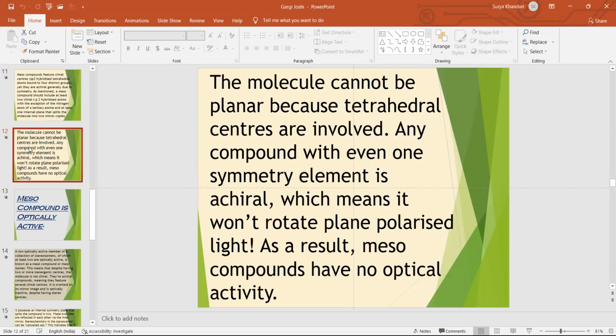The molecule cannot be planar because tetrahedral centers are involved. Any compound with even one symmetry element is achiral, which means it won't rotate plane polarized light. As a result, meso compounds have no optical activity.